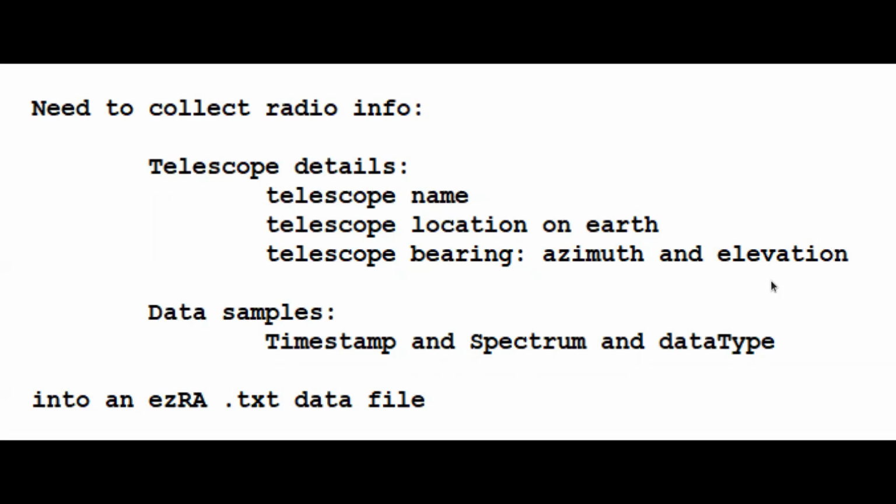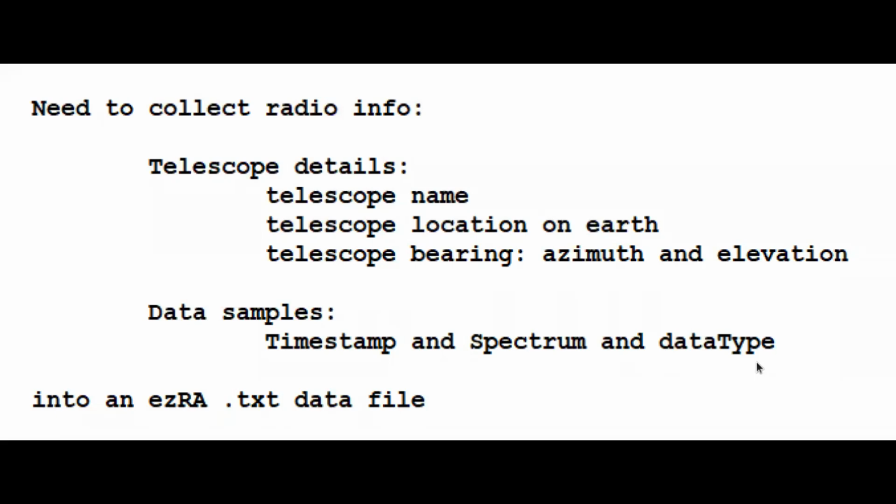And for every data sample, what's the smallest amount that we could collect just to make the file small and fast? We want to record the time quite precisely. And we want to remember the spectrum of a power spectrum. For a whole bunch of frequencies, what is the power received during that sample time? And then there might be other different information on the end, data types.